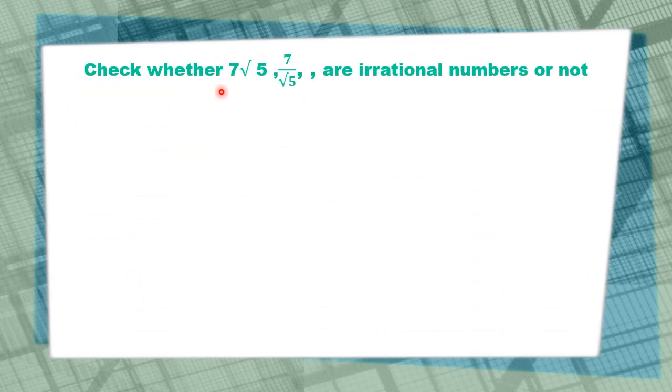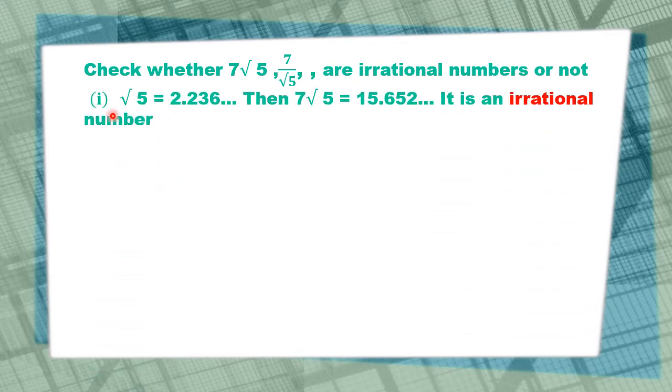Now check whether 7 root 5 and 7 upon root 5 are irrational numbers or not. As we all know, root 5 is equal to 2.236 and so on. It means it is an irrational number. Why? Because it is non-terminating as well as non-recurring. It means the numbers are not repeating. As you can see, 2, 3, 6, none of the numbers is repeating. And further on, you will find that no other numbers will be repeating.